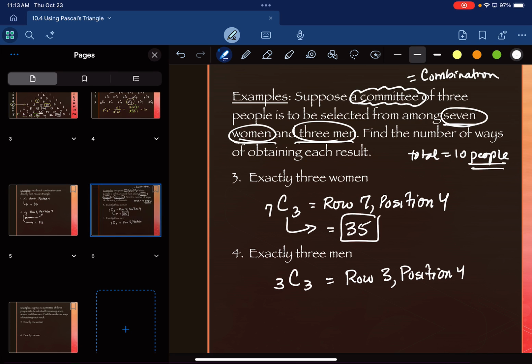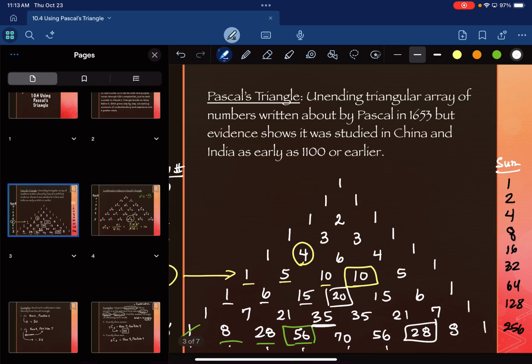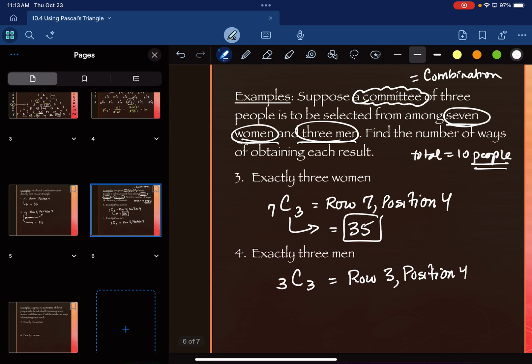Position 4. Okay, so if I'm on row 3, position 4, I'm over here. Yep. And I get, in fact, the number 1. Okay? So far, so good? All right, let's try another couple.